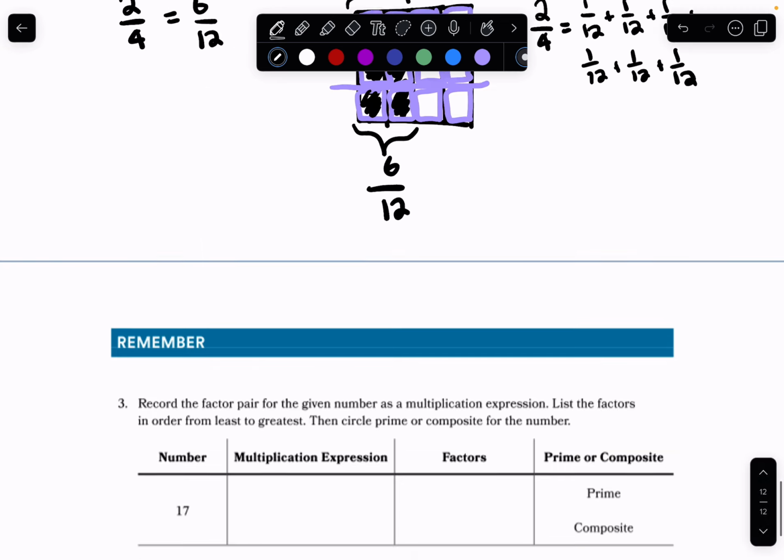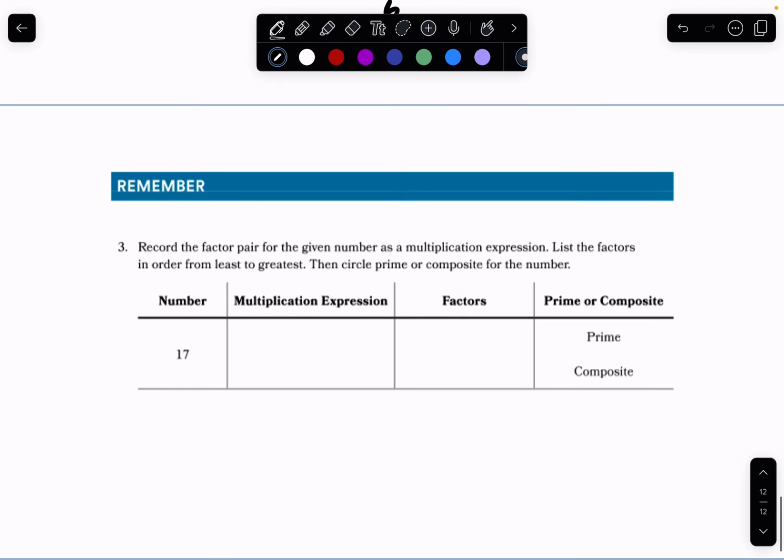And last but not least, we're going to do the remember section, which is the last part of your apply book. Number 3 says record the factor pair for the given number as a multiplication expression. List the factors in order from least to greatest, then circle prime or composite for the number. When we're trying to find all of the factors of a number, I like to list out 1, 2, 3, 4, 5, 6, 7, 8. And let's see if any of these numbers can be multiplied by something to get some factors.